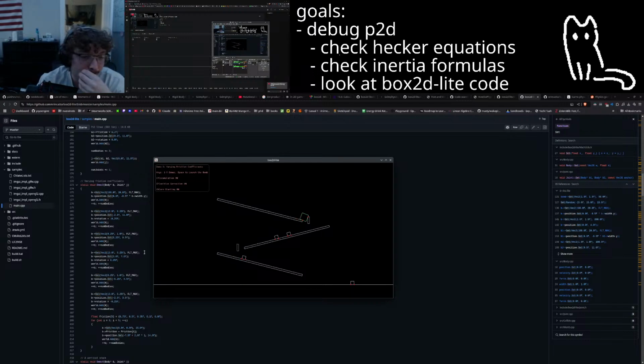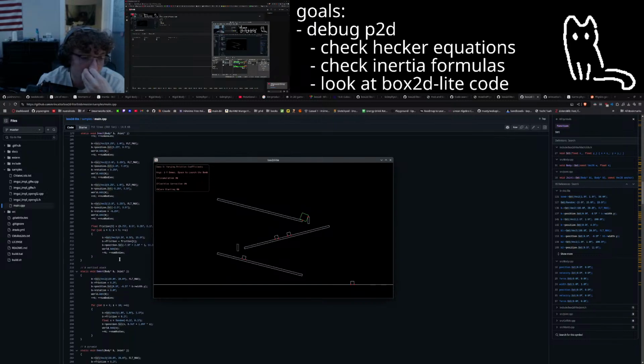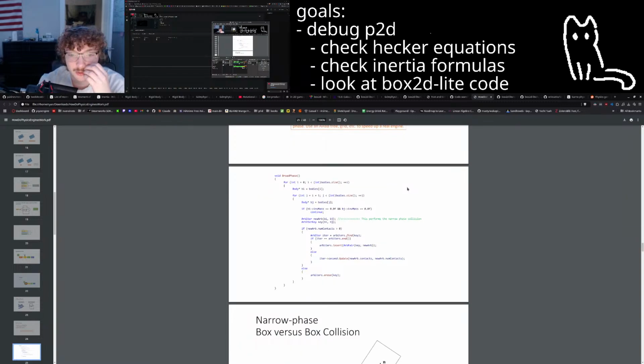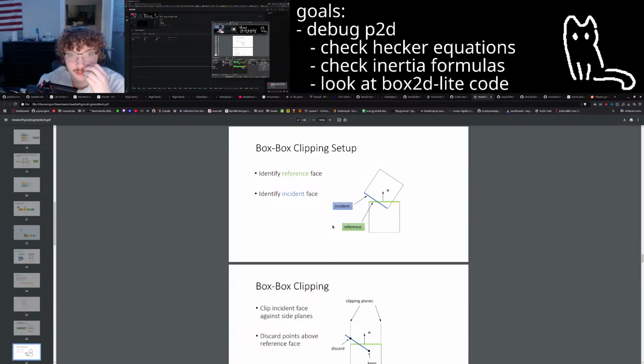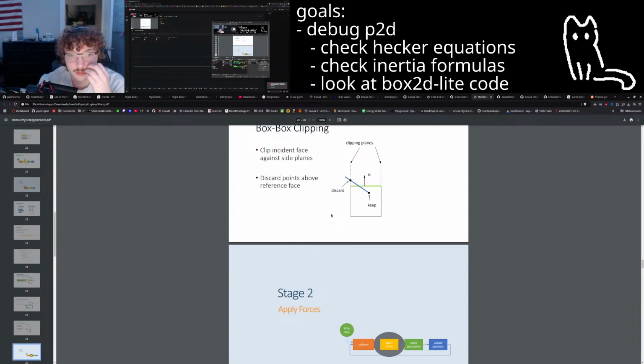Okay. So maybe that means I need to mess around with more coefficients, but I don't know. Let's ignore that for now. Narrow, I know. I wonder if I should clip. I don't know if that's a problem for me right now.